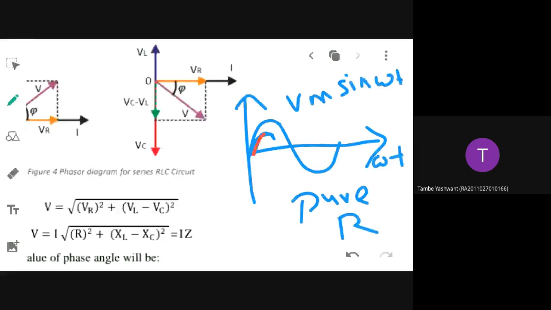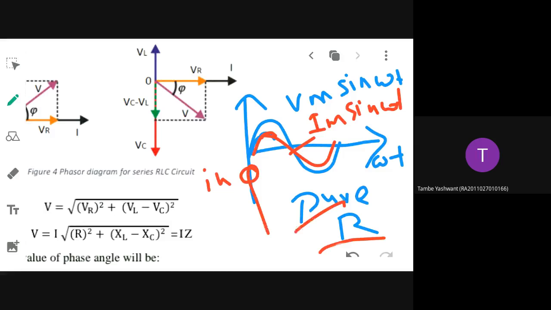So this is my current, that is equivalent to Im sin omega t. Both are in phase. Okay, this is for pure R. Suppose if you want to draw the same thing for pure L, then what will happen? The current will lag by 90 degrees.